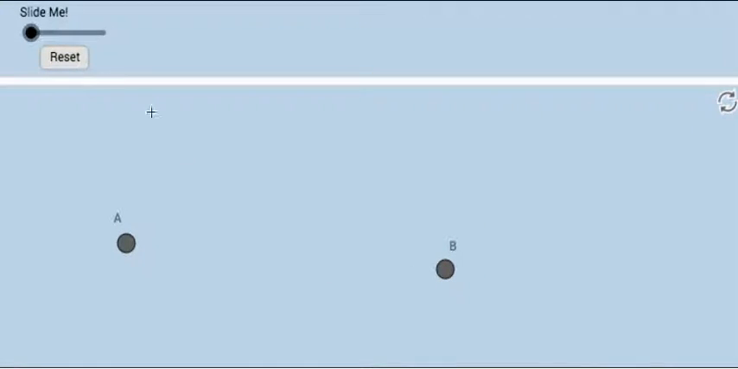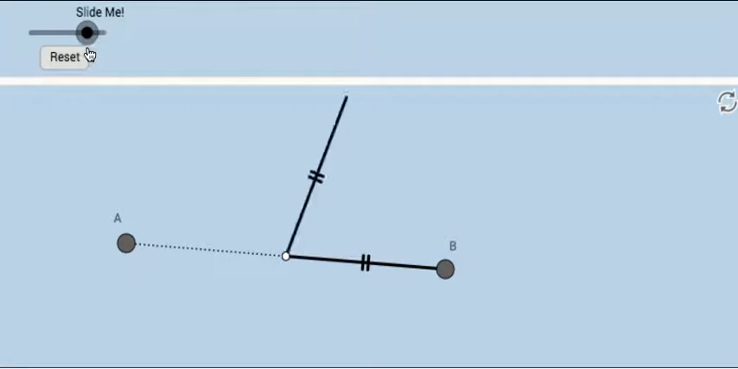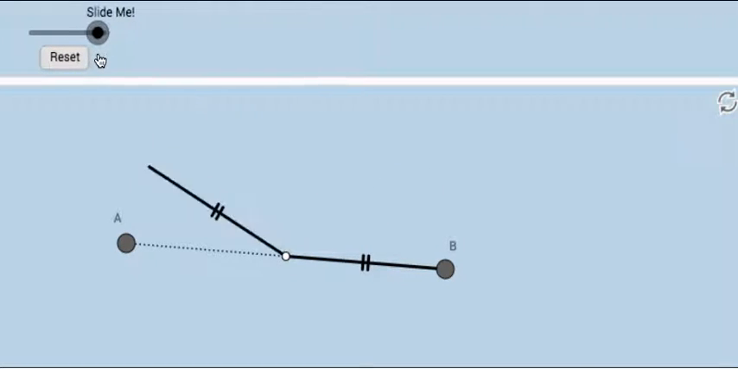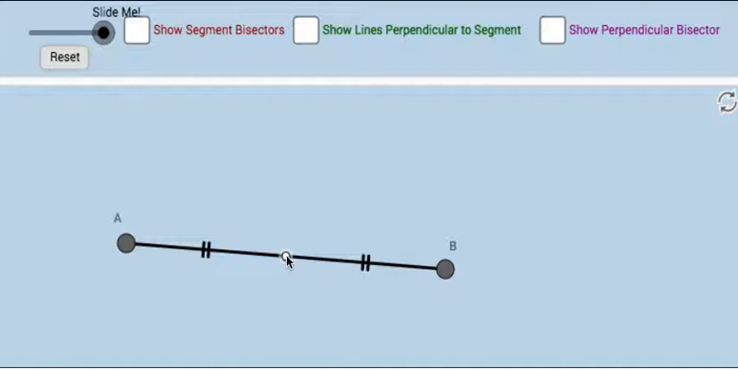You put yours wherever you would like, and let's slide that slider slowly and see what happens. So notice what's forming here. I've got a white point, and what does that imply? That action you just witnessed about that white point. Again, I'll reset it and do it again slowly. Again, we're forming segment AB, but notice that the white point right there where the arrow is cuts segment AB into not one but two congruent segments. So therefore that implies the white point is a midpoint of segment AB.